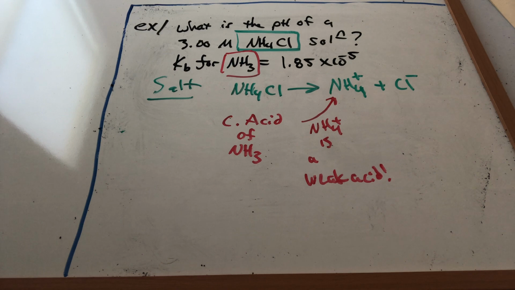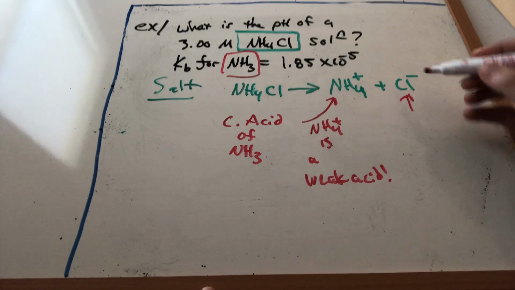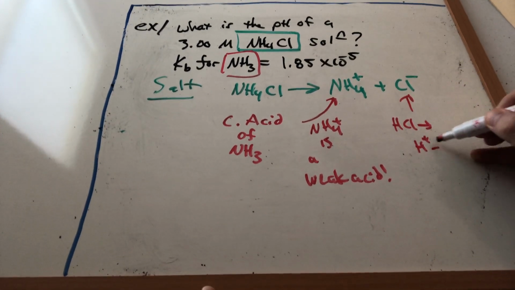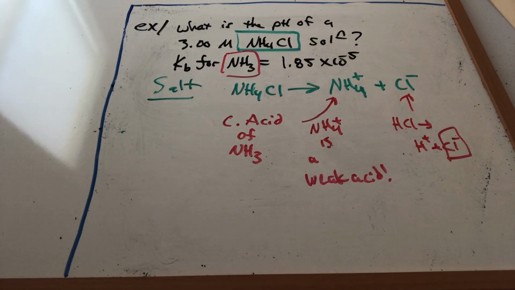It's a weak acid because it's a conjugate of a weak species. So we must be able to find a Ka for it. All right. Cl minus, where have I seen this before in terms of acids and bases? Oh yeah, when I had HCl, it breaks into H plus and Cl minus. Oh, it's the conjugate of a strong species.